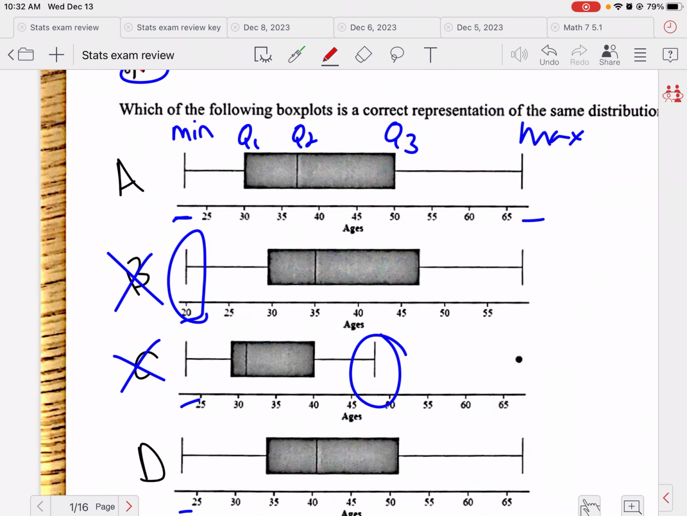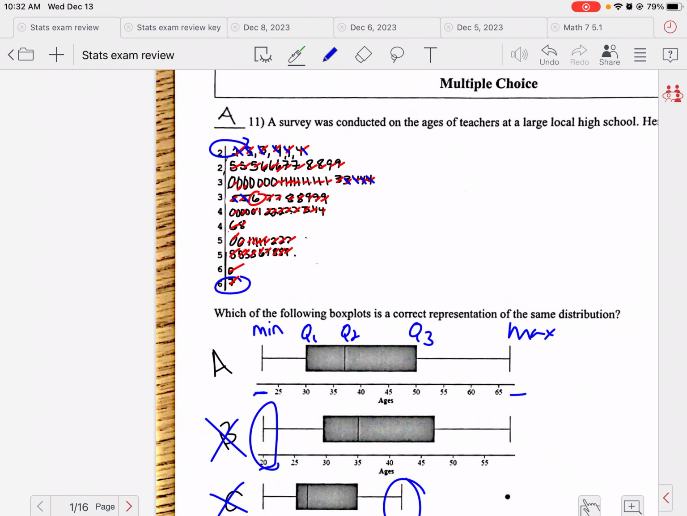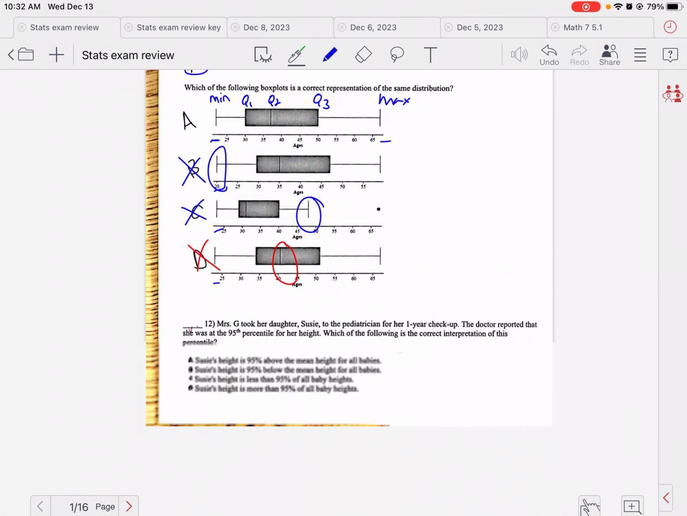Now, if you do want to remember how to find Q1, remember you take the bottom half of the data. So you would cross off 1, 2, 3, 4, 5, 6, 1, 2, 3, 4, 5, 6, so on until you find that number in the middle of that half of the data. Q3 is in the top half of that data, okay? And again, that's how we find a box plot.